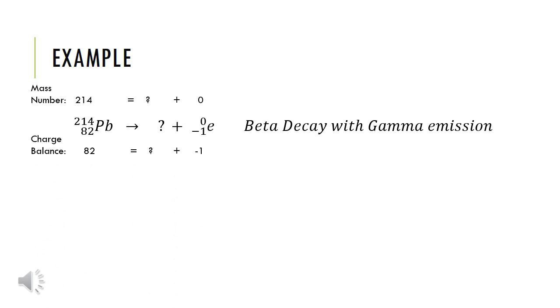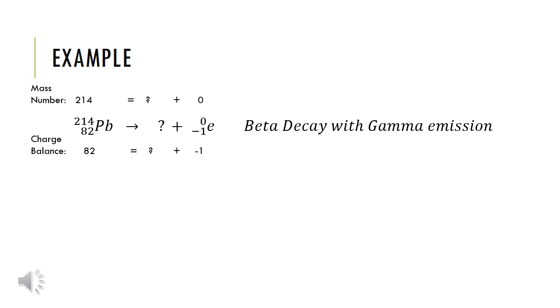Now let's look at our charge balance, okay? So lead has 82 positive protons, and that has to equal something plus a -1. So what is this -1 business? Well, remember, it's an electron. And so since it's kicking out a negative charge, then we need to keep our overall charges balanced, okay? That's why we think of this in terms of positives and negatives, not necessarily just atomic numbers.